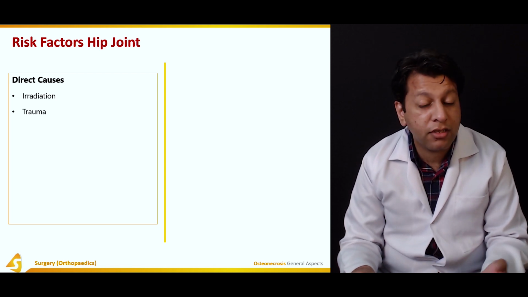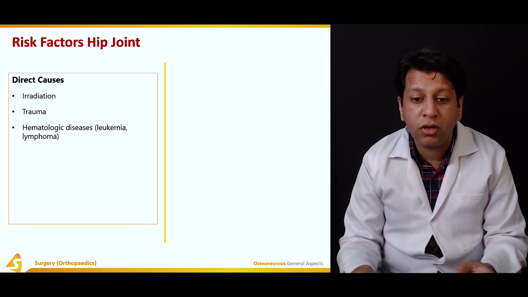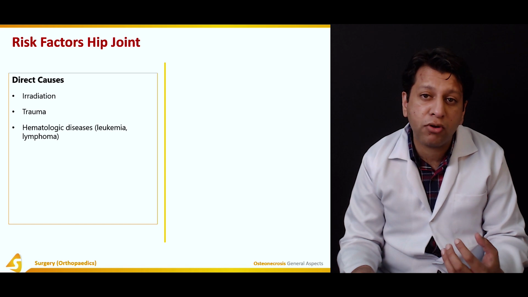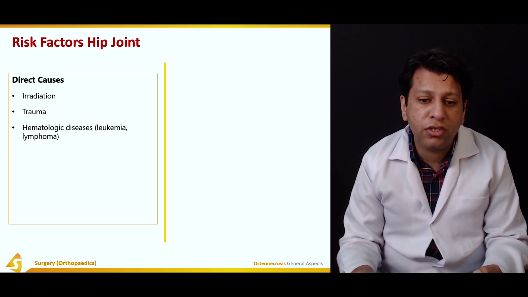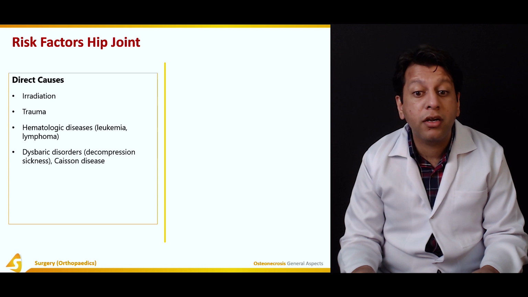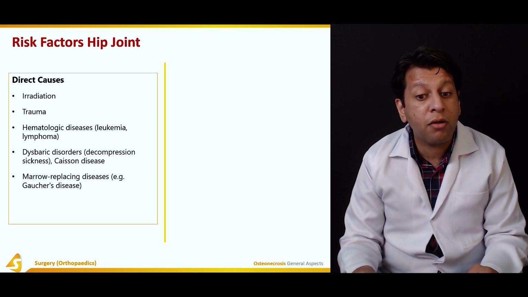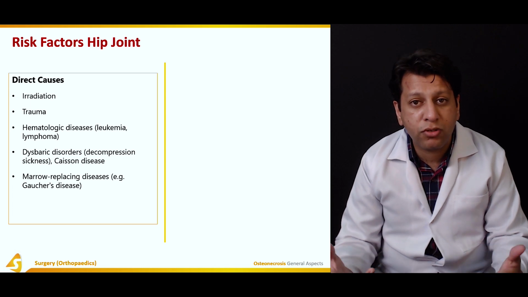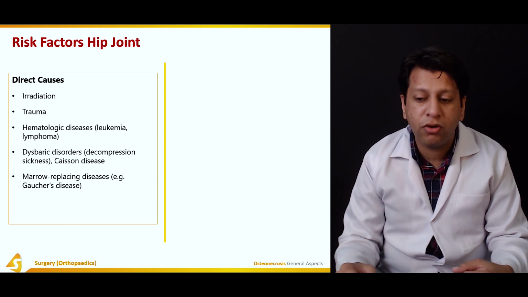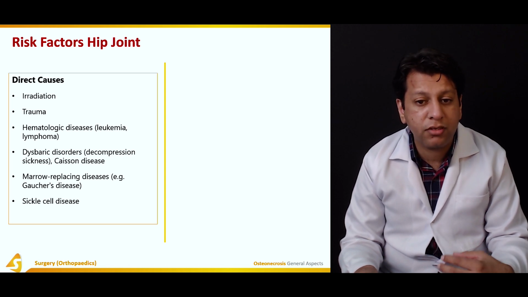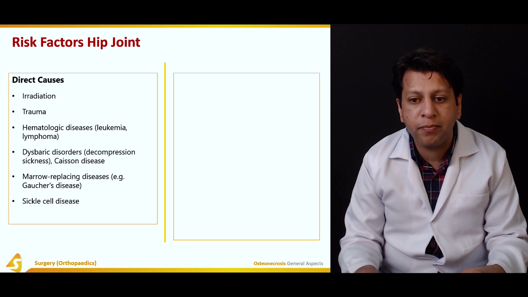Could be trauma, as in case of fracture neck of femur. Could be hematological diseases such as leukemia or lymphoma, because in these diseases there are usually hypercoagulable states leading to increased thrombosis. And there are dysbaric disorders, in which nitrogen compresses the small vasculature, leading to osteonecrosis. Or marrow replacing disease, for example Gaucher's disease, in which the marrow is abnormal, resulting in osteonecrosis. Sickle cell disease also directly causes AVN.